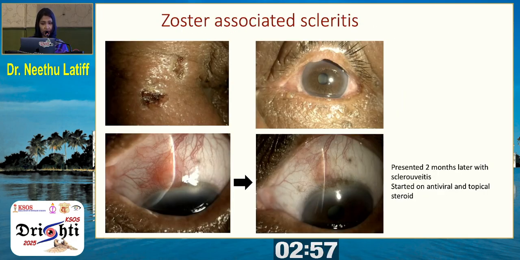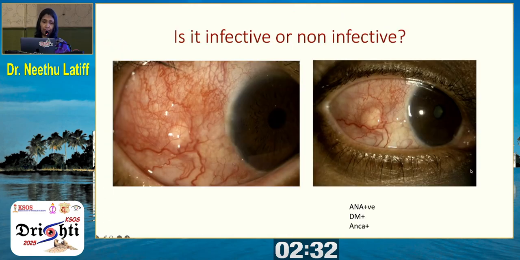This is a zoster-associated scleritis. You can see the vesicles in this picture, and the patient complained of pain after 2 months. We were wondering, because if you see, there is no congestion, but when you retract the lid, there is a nodular scleritis sitting there. So a thorough examination of the sclera is always mandatory, and you have to start these patients on antiviral again and oral steroids or topical steroids.